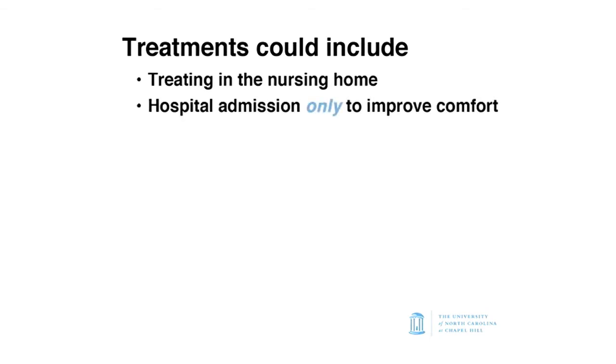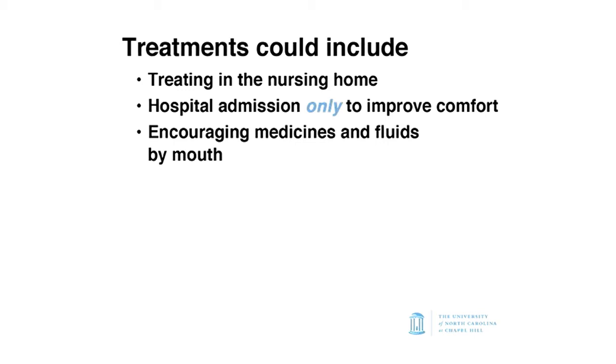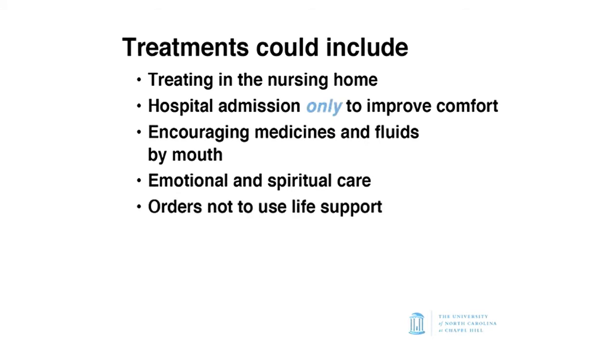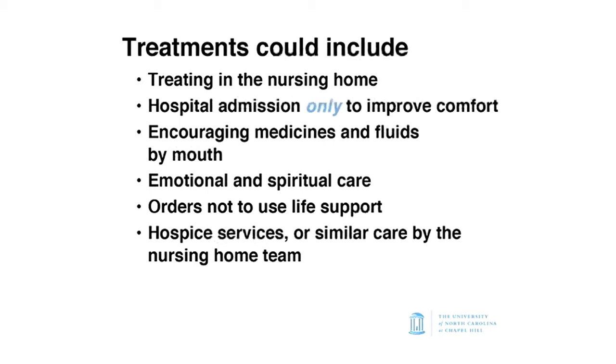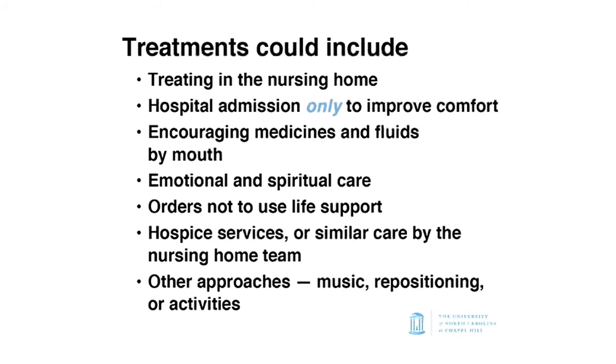Treatments for improving comfort depend on the person's needs and wishes, but could include treating as much as possible in the nursing home, hospital admission only when necessary to improve comfort, encouraging medicines and fluids to be taken by mouth, emotional and spiritual care tailored to what is helpful to the person, orders not to use life support such as CPR or ventilator machines or a feeding tube, hospice services or similar care provided by the nursing home team, other approaches to comfort such as music, repositioning, massage, or activities.